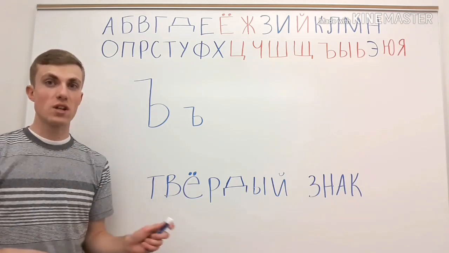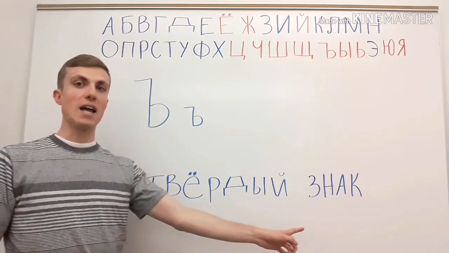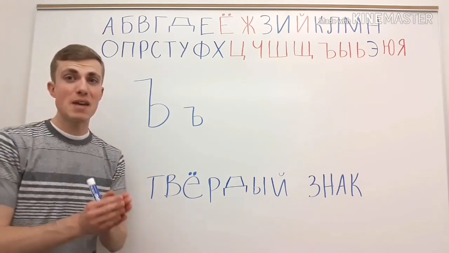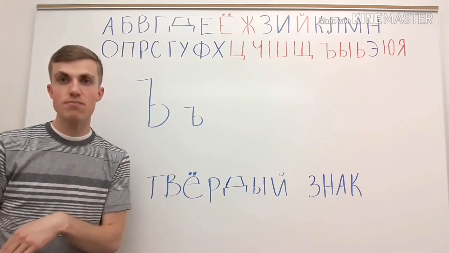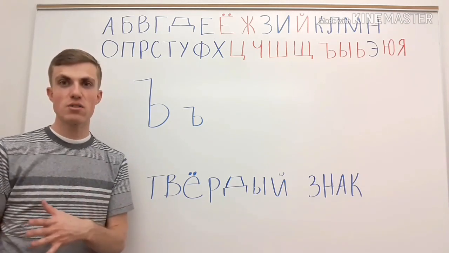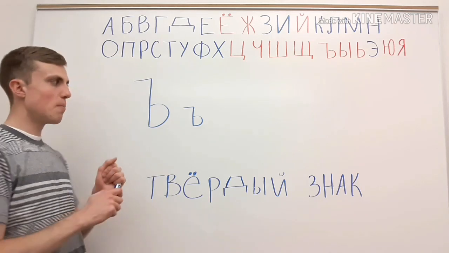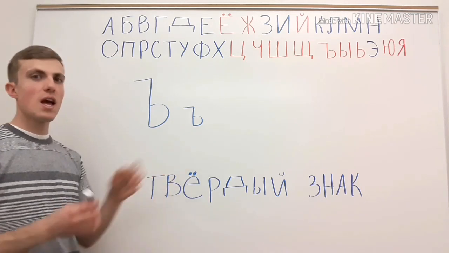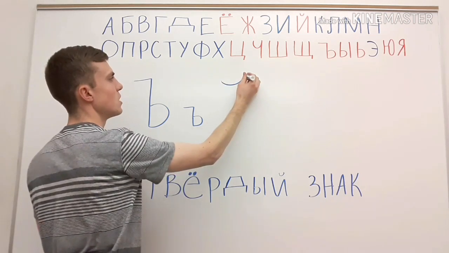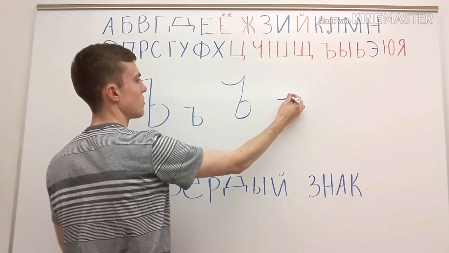It's called твердый знак, and that translates as hard sign. And now твердый знак, what it does is it makes the consonant before it hard instead of making it a soft sound. And we'll get into that in later videos. But it looks like this, and in cursive, it's just written like this. Simply make it a little more loopy, like that.